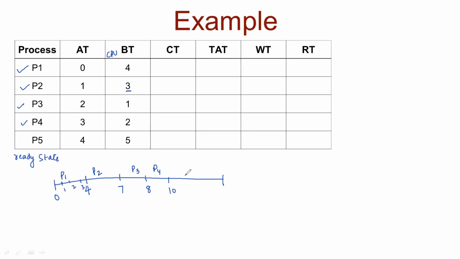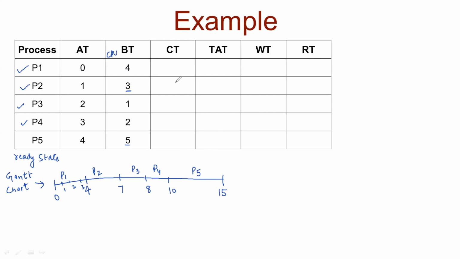Now there is the last process which is left, which is P5. It will execute and the burst time is 5. So it will execute till 15. This chart is known as a Gantt chart. So it is recommended that you plot a Gantt chart for such type of problems. These will help you to calculate turnaround times, waiting times, response time, and completion time.